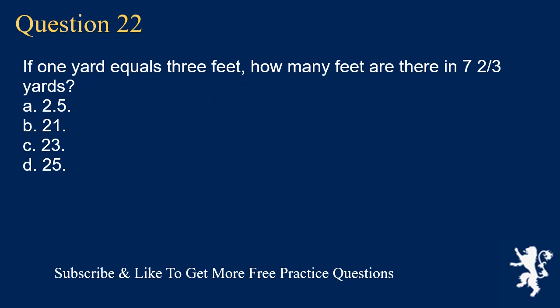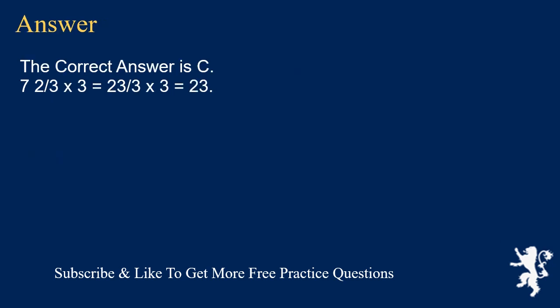Question 22. If 1 yard equals 3 feet, how many feet are there in 7 2/3 yards? A. 2.5. B. 21. C. 23. D. 25. The correct answer is C. 7 2/3 x 3 equals 23/3 x 3 equals 23.